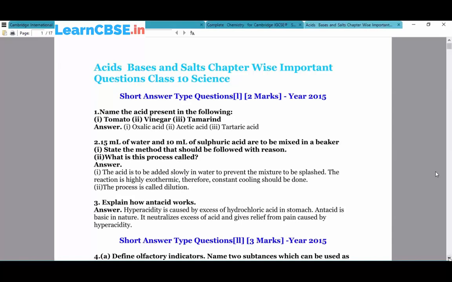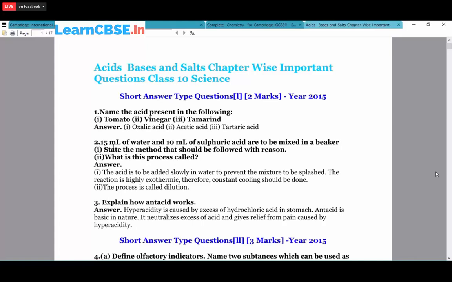So acids, bases and salts, the important questions. First question, name the acid which is present in the following: tomato. Oxalic acid is present in the tomato. Acetic acid is present in the vinegar. Tartaric acid is present in the tamarind.